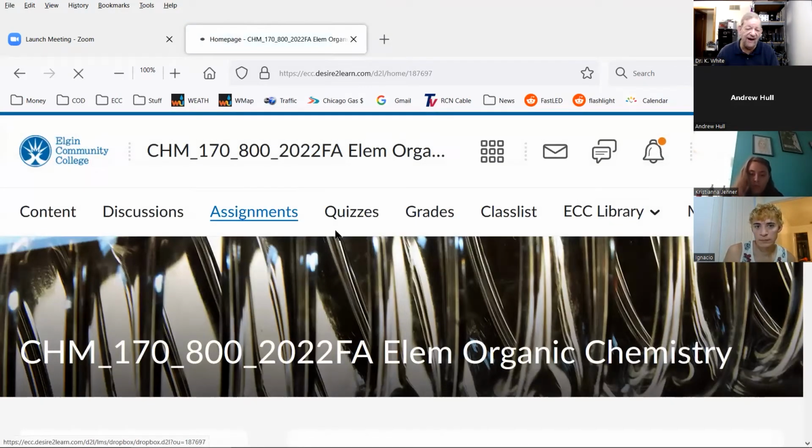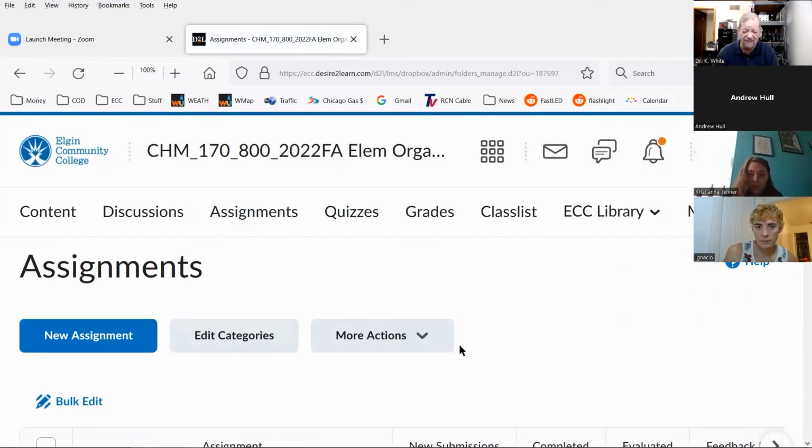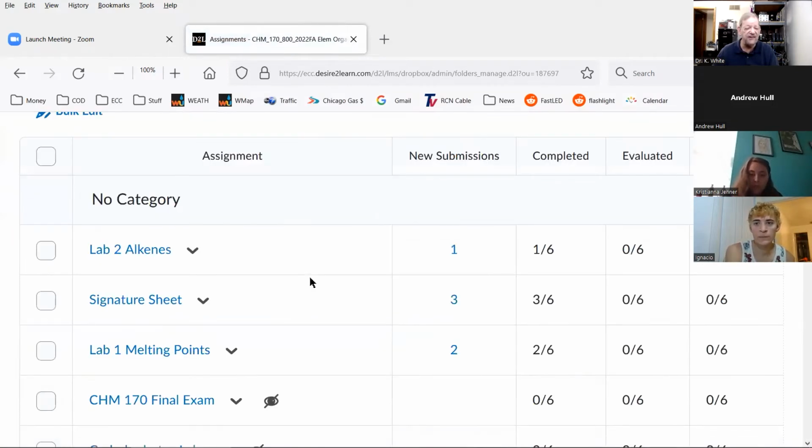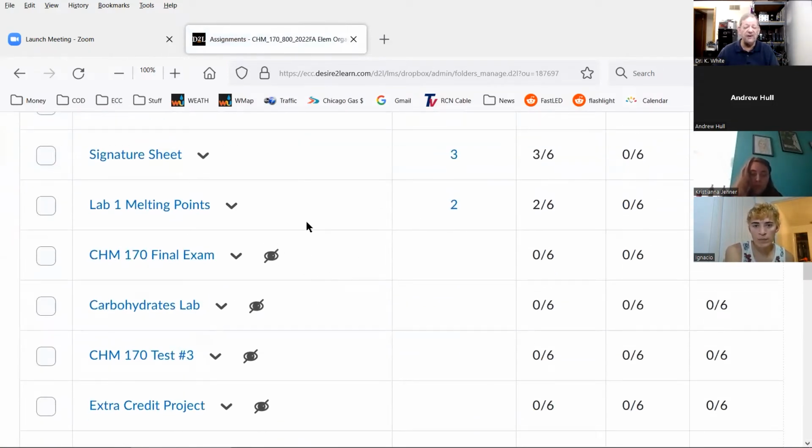If I click on mine, now I'm not a student anymore, you'll see for the melting point, out of 6 students, only 2 have handed it in. Labs are easy points. I don't know what it is with the pandemic, but last semester I had this problem with a couple of students, and they lost a whole letter grade that they shouldn't have because they didn't hand in labs. So get in the habit of handing in labs.